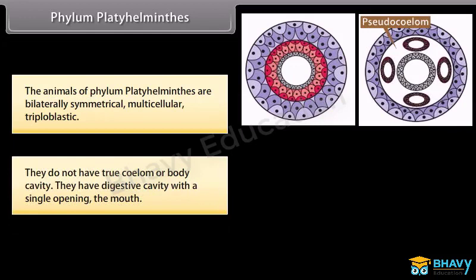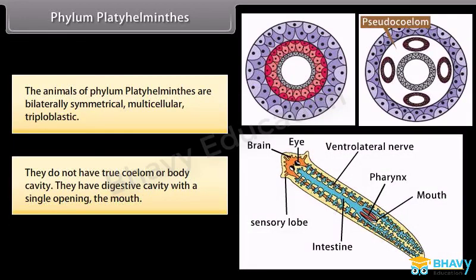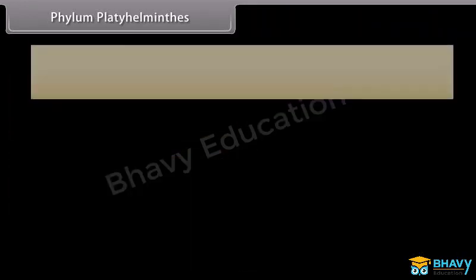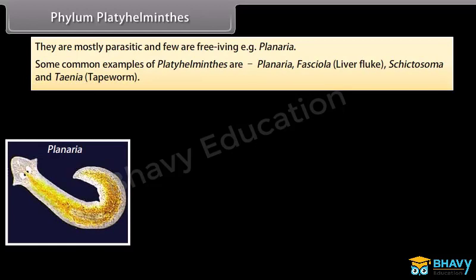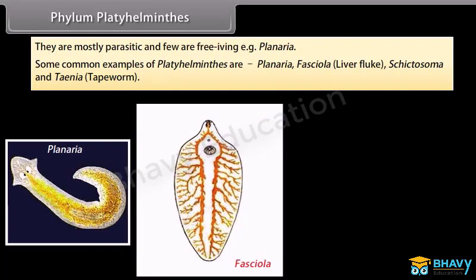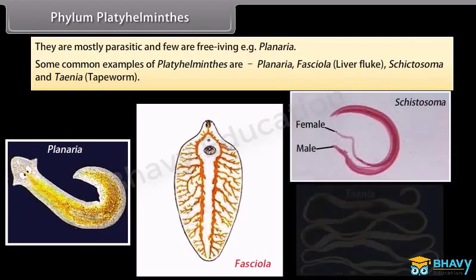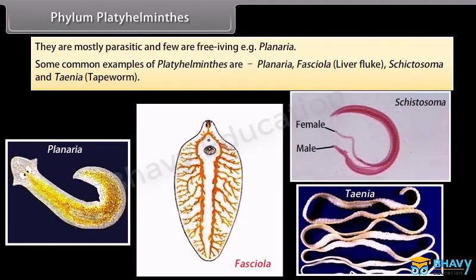They do not have a true coelom or body cavity. They have a digestive cavity with a single opening, the mouth. They are mostly parasitic and few are free-living, for example, planaria. Some common examples of Platyhelminthes are planaria, Fasciola, liver fluke, Schistosoma, and Taenia, tapeworm.